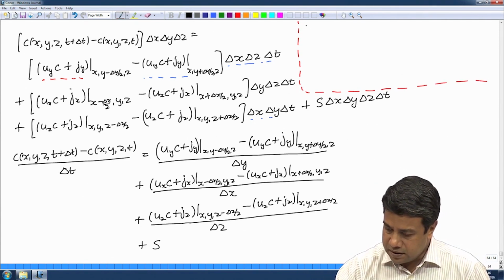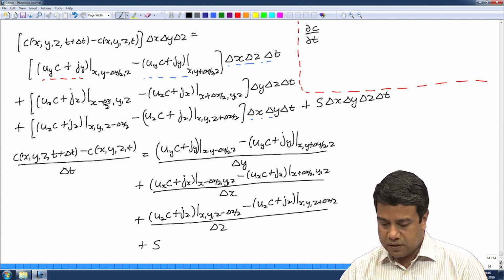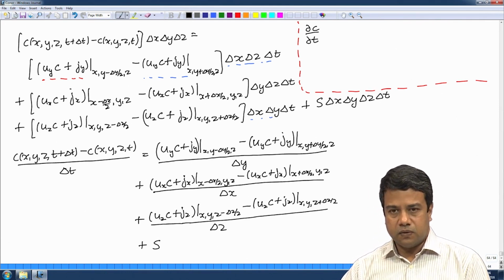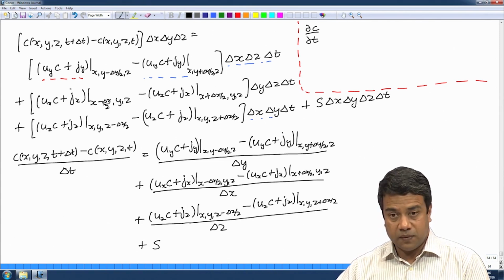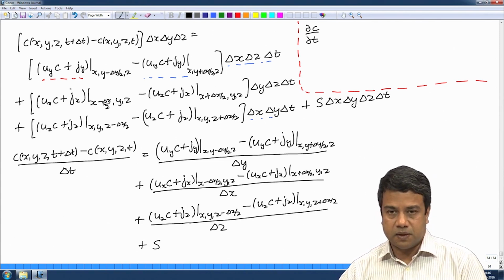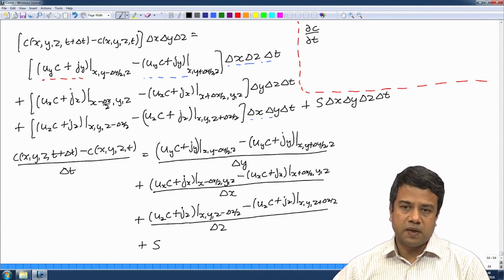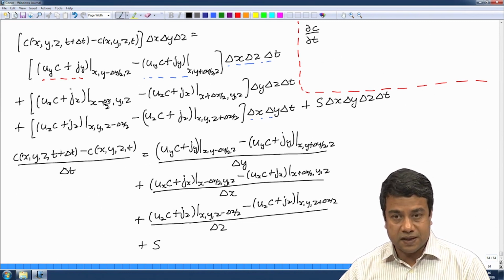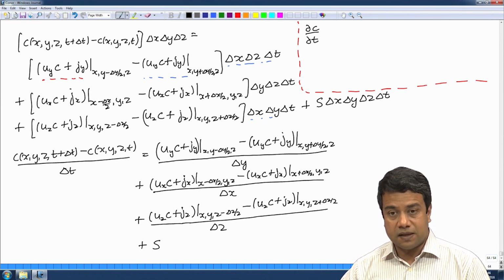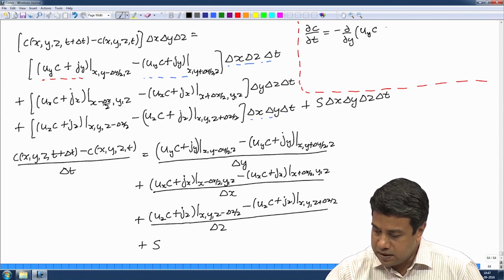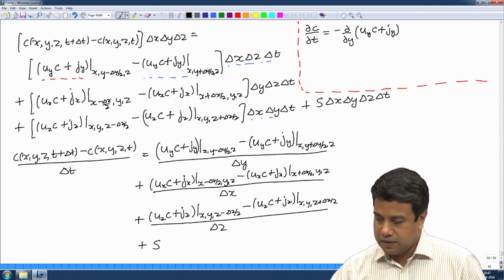On the left side I just get partial c by partial t, in the limit as delta t goes to 0. On the right side, the first term is u y c plus j y at y minus delta y by 2 minus y plus delta y by 2. The derivative is the value at y plus delta y by 2 minus the value at y minus delta y by 2. So, this is actually the negative of the derivative, minus d by dy of u y c plus j y.